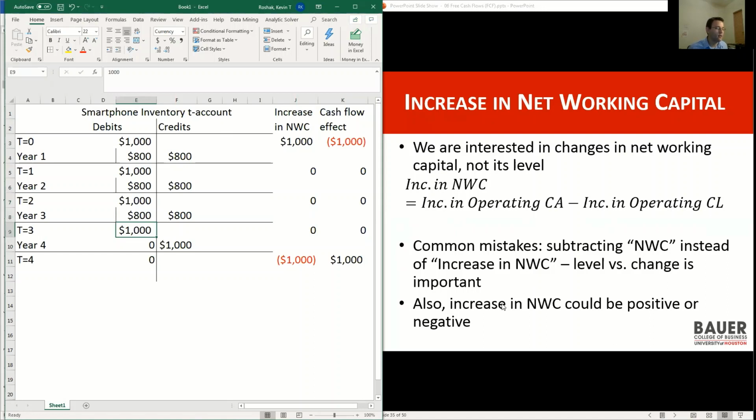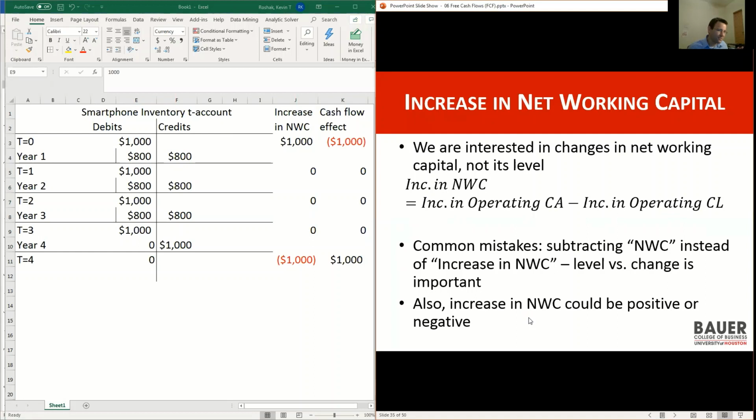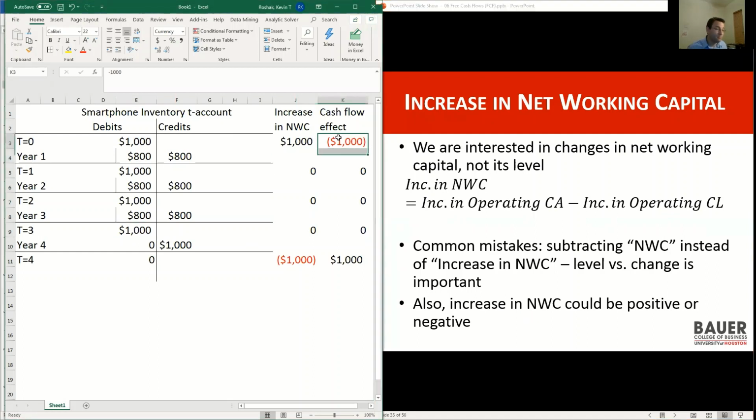Okay. And also, the net working capital could be positive or negative, which again is a little bit tricky to think about the first time you see this, but I think this example makes it clear. You buy the smartphones, that's a negative cash flow. You sell them all, that's a positive cash flow.